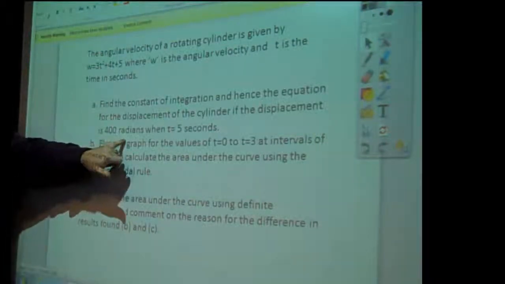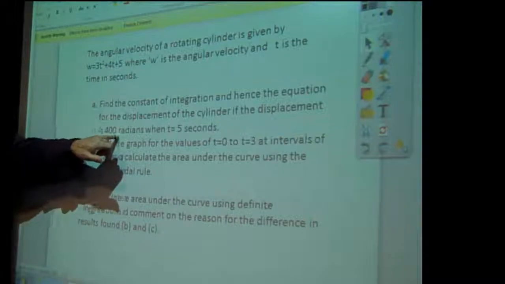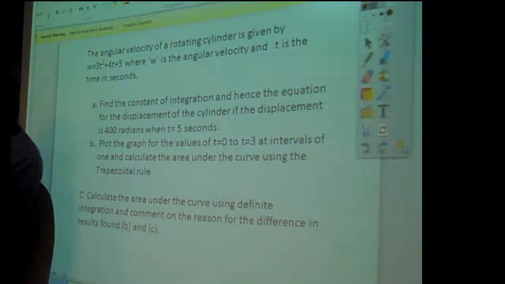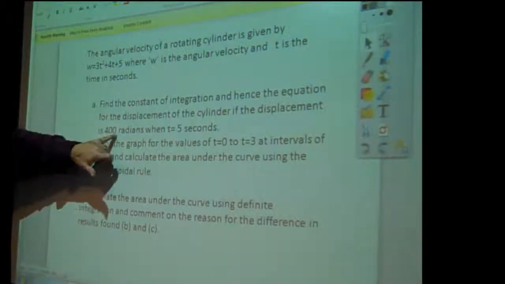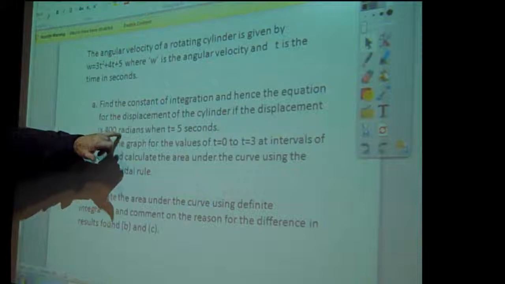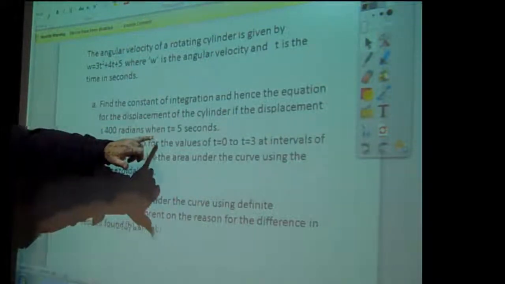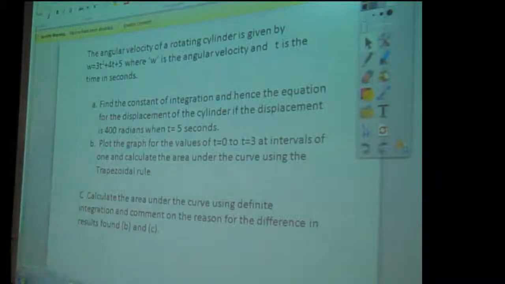Remember, the displacement is not meters this time, it's radians because it's rotational, an angular distance. The angular distance could be measured in degrees, but in mechanical engineering we measure it in radians. We're given a time of 5 seconds, and then we go through the whole process.